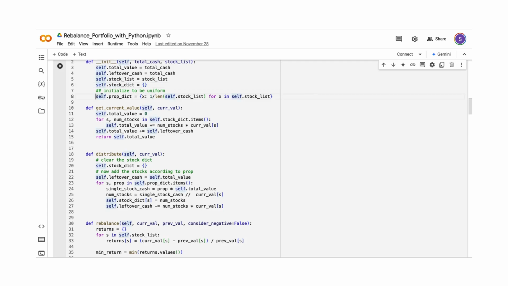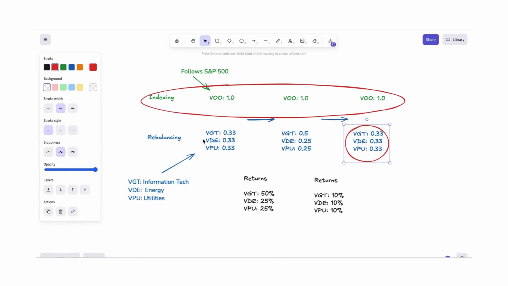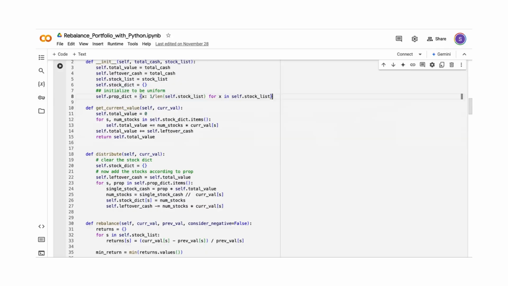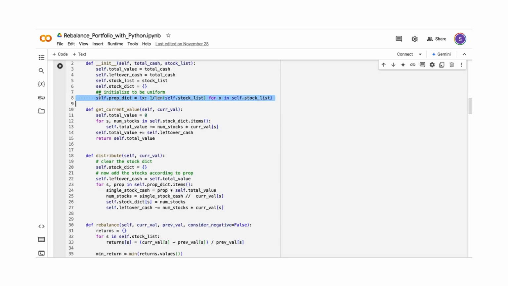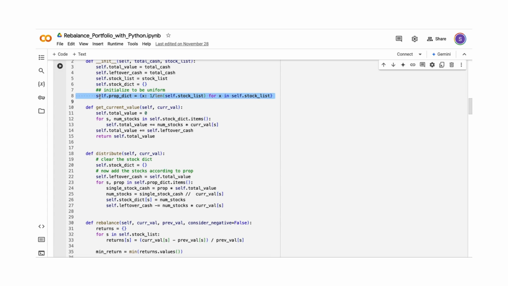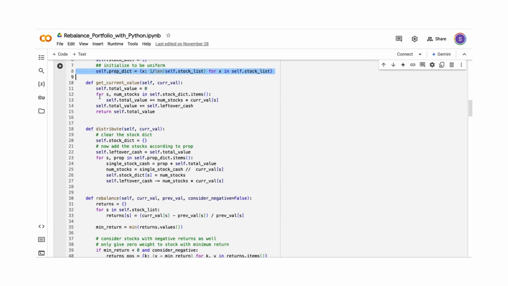And so initially, as I said, we have the dictionary of proportions, which tells us the proportion of each stock. If we go back to our drawing, you will see that initially we had the exact same number of stocks for each of these ETFs because we did not know any better. This is exactly our initialization here, where our proportion is going to be the same for each of these stocks in the given list. And the list is the list of these sector ETFs.